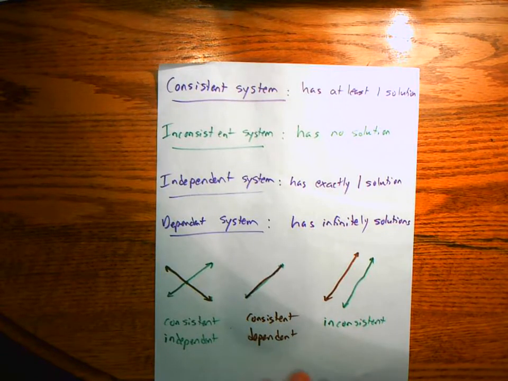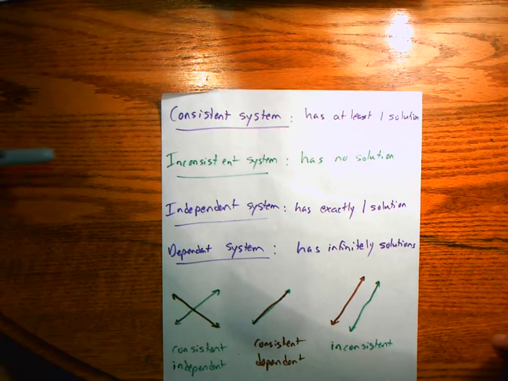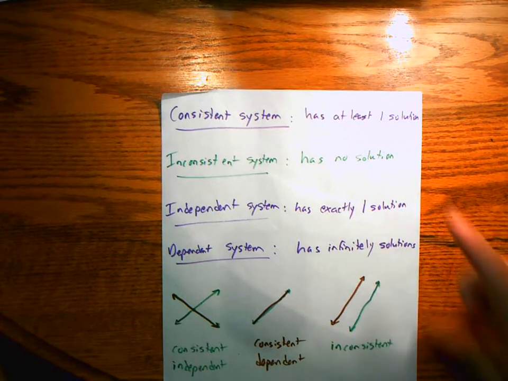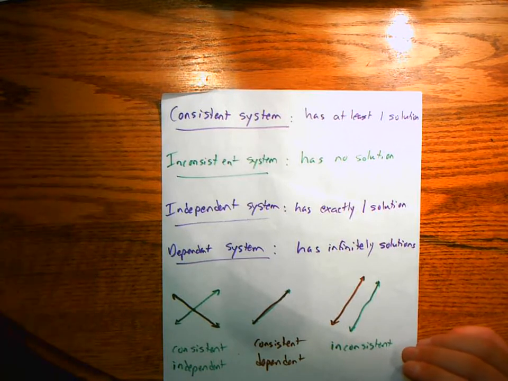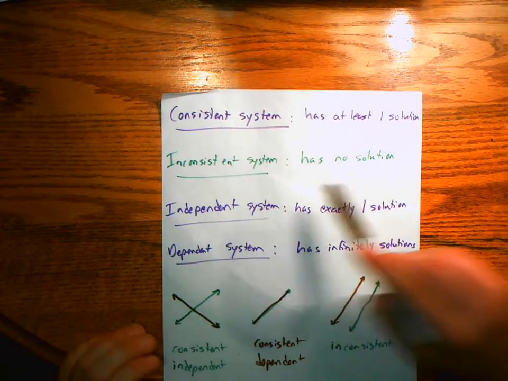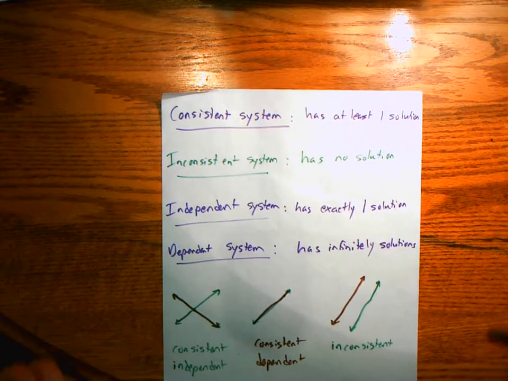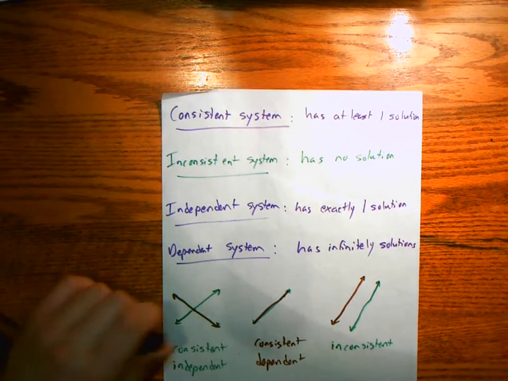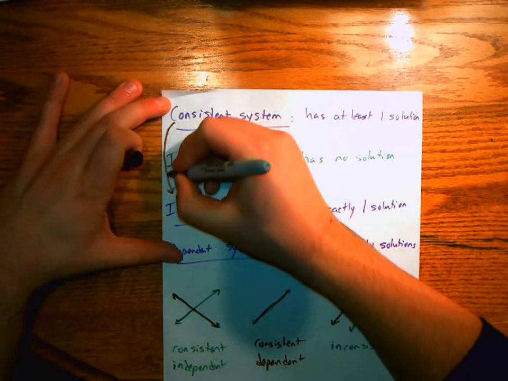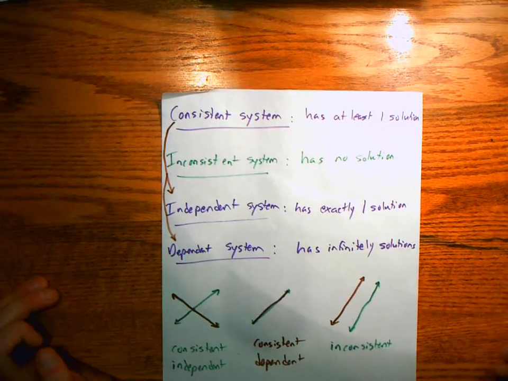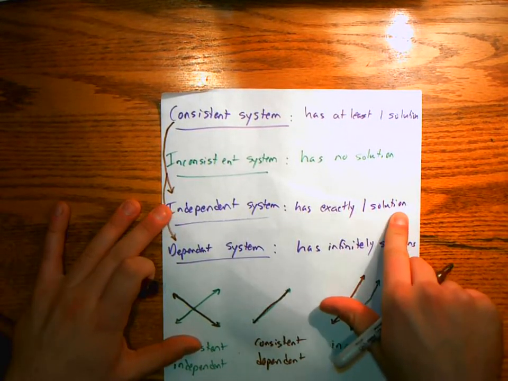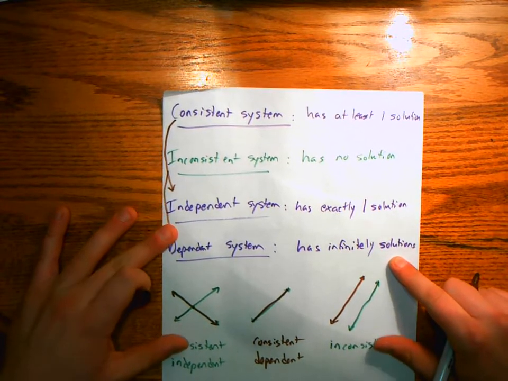The next thing I want to talk about is the different types of solutions you may come across. The first one is a consistent system, and that means you have at least one solution. It could be 1, 2, 3, 4, all the way up to infinity, but you have at least one. With an inconsistent system, the opposite of consistent, you have no solutions. Consistent systems split into independent and dependent. Independent means you have exactly one solution, and dependent means you have infinitely many solutions.